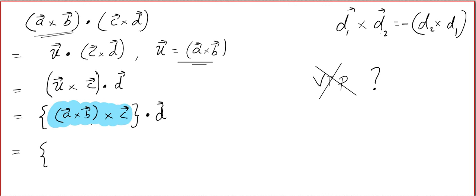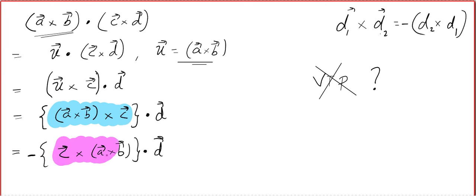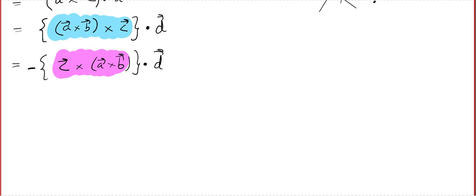If you want to make this into a VTP, you have to write C cross A cross B. That means you have to interchange the positions. And when you interchange, what should we do? You have to put an extra negative. Now do you recognize this? Of course, you must recognize it is a vector triple product. Now, what is the formula for vector triple product? Do you remember? Last video also we discussed about it. It's very easy.